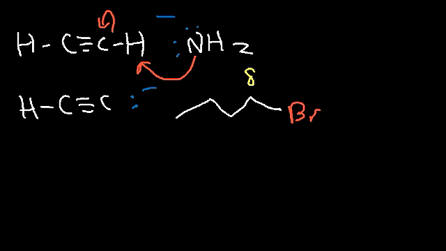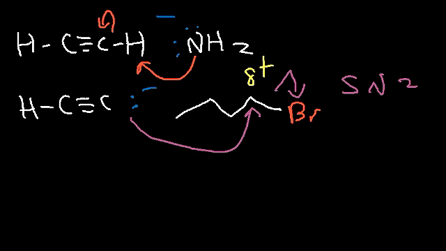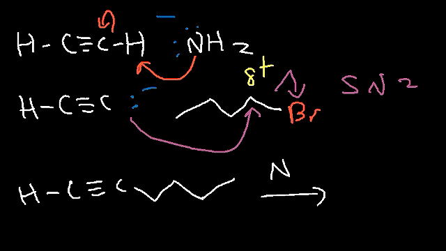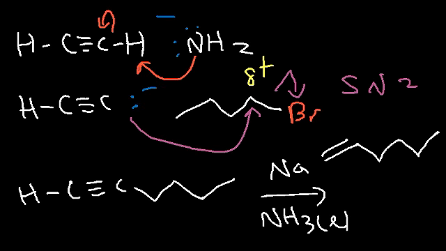So this is the carbon that has the partial positive charge. It's the carbon that is directly attached to the bromine atom. And so the acetylide ion is going to attack the carbon and expel the bromine atom. And it does so by means of an SN2 reaction. And so at this point, we have a total of 6 carbon atoms. Now once we add sodium metal with liquid ammonia, this is going to reduce the triple bond, or the alkyne, into an alkene. And so that's how we get this product.